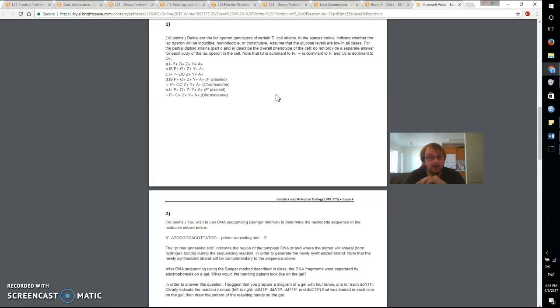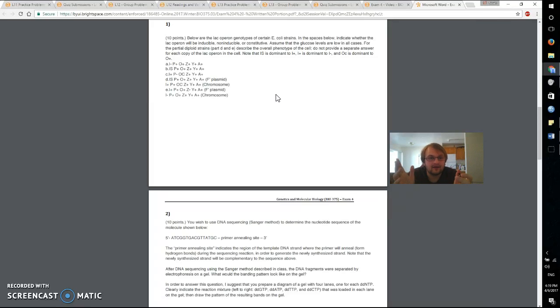Or I, P, and O, or L. So L will be the lac gene itself. The P is the promoter, and O is the operator. So in the first one, I or L is negative, P is positive, O is positive. Well, the I is negative or L is negative, whatever. We're just going to call it I for the rest of the video.